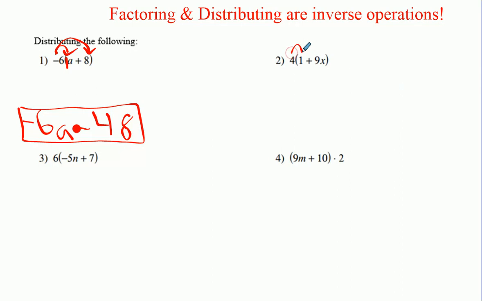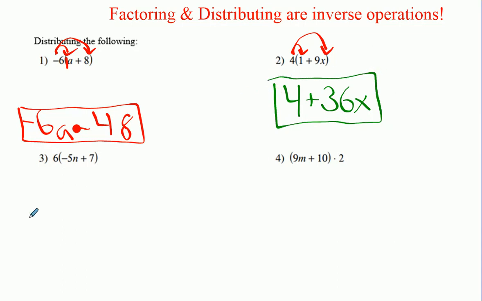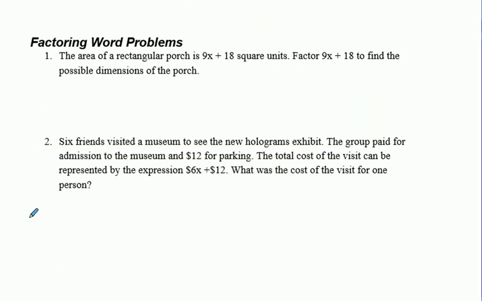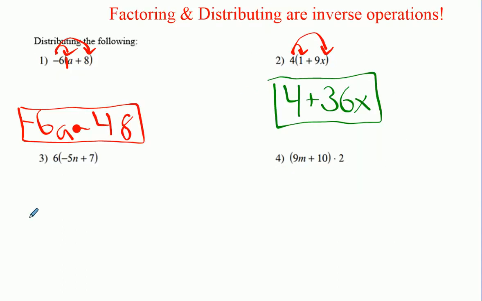Same thing here. I'm going to distribute using multiplication. In my calculator, I'm going to be doing 4 times 1 and then 4 times 9. I'm going to put an x next to my answer, and I need to bring down that positive sign because 4 times 9 is +36. Try the next couple. I think just the next 2. Yeah, try the next 2, and then I will talk about the word problems in a second.